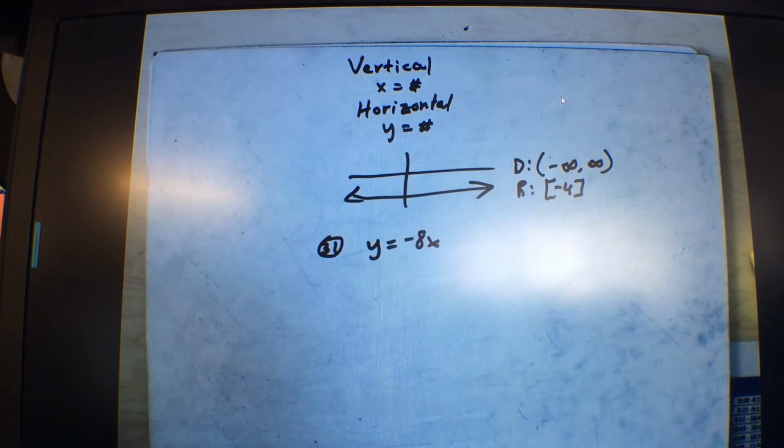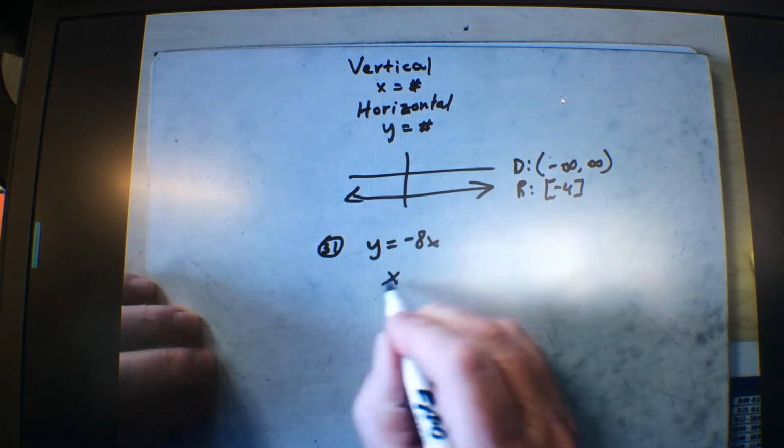It has an X and it has a Y. All lines that have an X and a Y are what we call, the word slips me. Oblique. Thank you. Oblique. Oblique means they're slanted. Okay, now it says use a table, T-table, to graph it. So I do this.